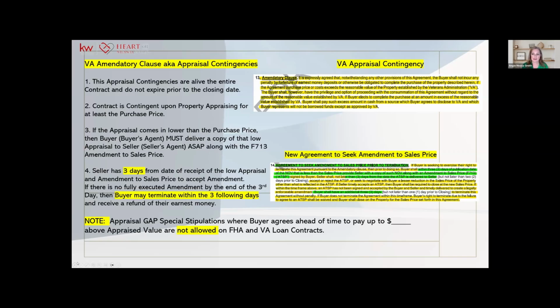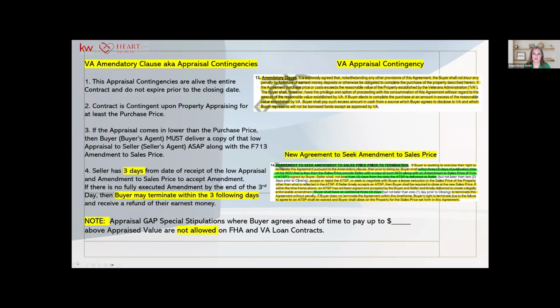If buyer elects to complete the purchase in an amount in excess of the reasonable value, aka appraisal, established by the VA, buyer shall pay such excess amount in cash from a source which buyer agrees to disclose to VA and which buyer represents will not be borrowed funds except as approved by VA. While the VA amendatory clause, aka escape clause, specifically has that last line in there, that's the way loans work in general. Buyers have to always be able to source where the money that is their cash to close is coming from and that it's not borrowed. And if it is borrowed, such as a second mortgage, that is known by the primary lender and approved by the primary lender.